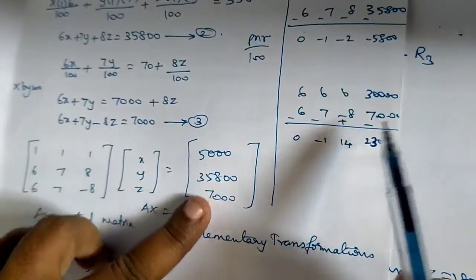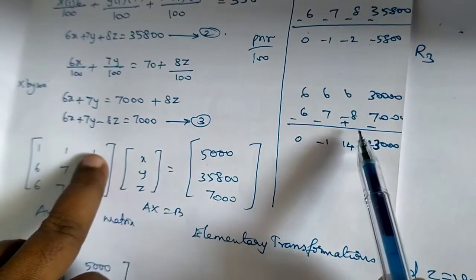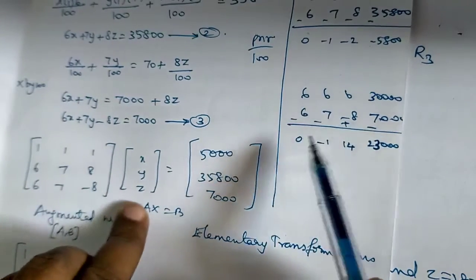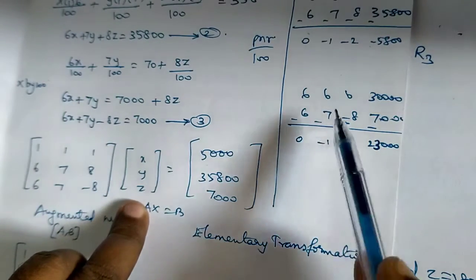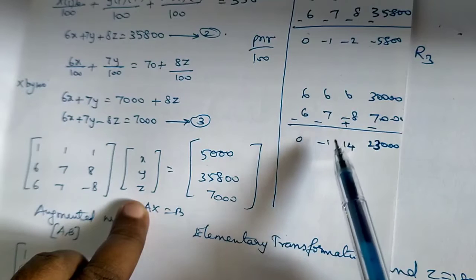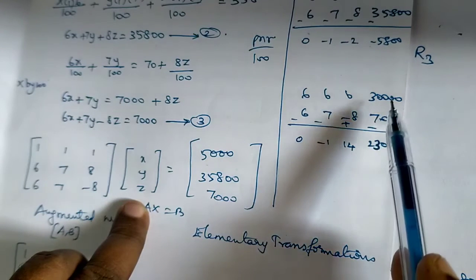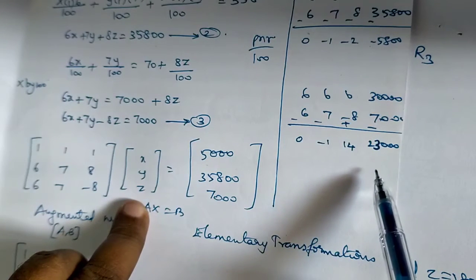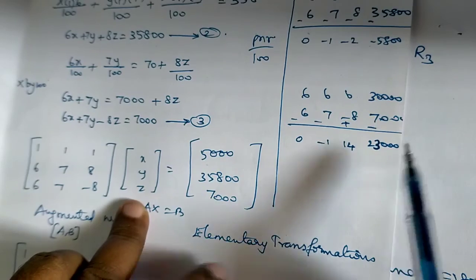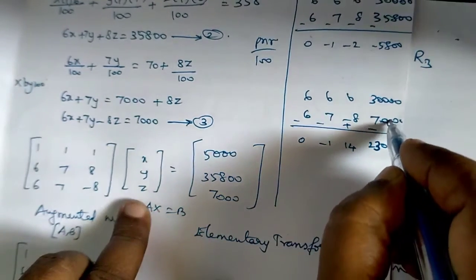And the second adjustment also: multiply row 1 with 6, and row 3 will come as it is. Subtract and write: this is 0, minus 1 plus 14, and 23,000 will come. You can use your calculator for doing this. This is 7,000.